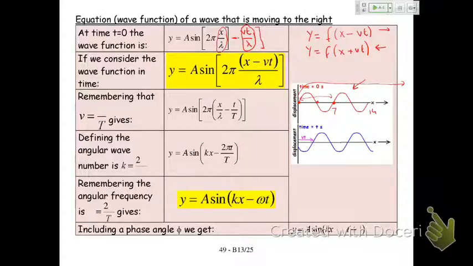I'm looking to the left because the wave is going to the right. So I end up with this expression, y equals A sine 2 pi x over lambda minus Vt over lambda, which is 2 pi over lambda times x minus Vt. Okay, that's an important equation.